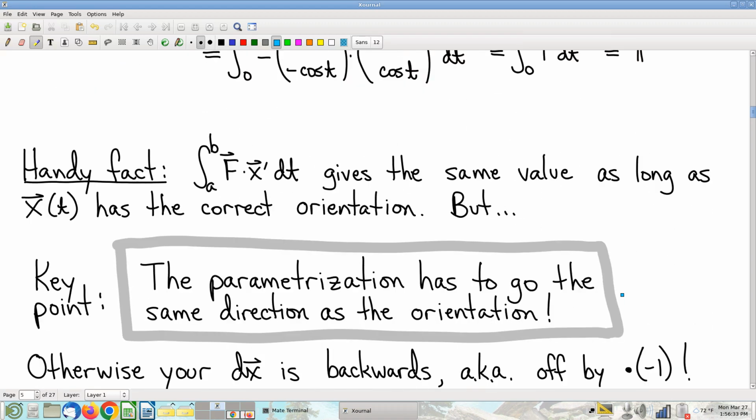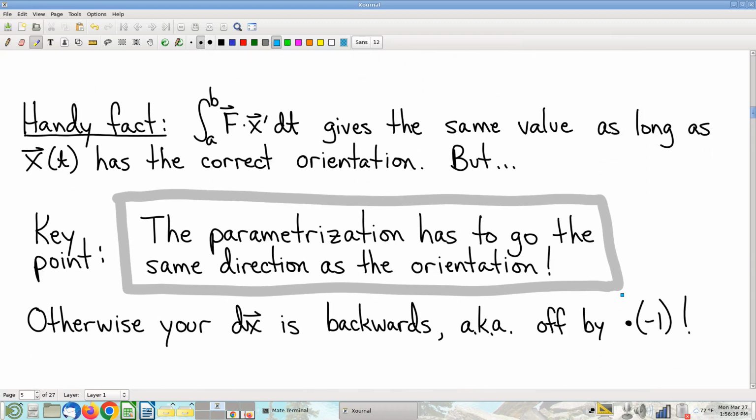Now, you would think that you should get the same value no matter what your parameterization is. After all, that was the case for scalar line integrals. One of the first observations we made, labeled it a handy fact, right after we wrote down the pullback formula for scalar line integrals. This being a very similar construction, you'd think it'd be the same. There is a key difference, though, and that is you have to have the correct orientation.